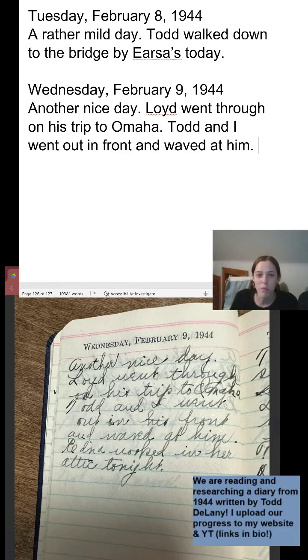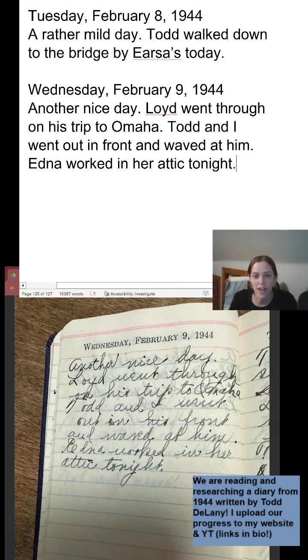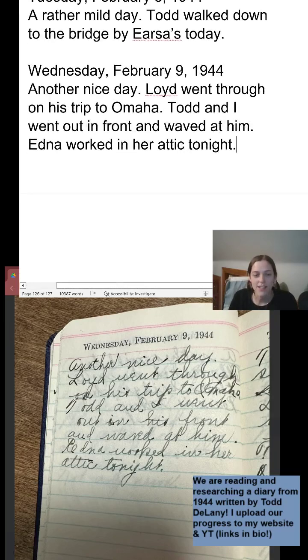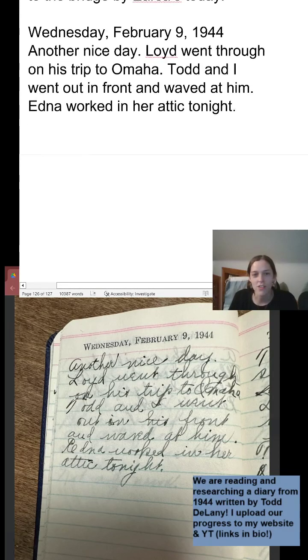That's really sweet. I think the other entry was because it was the first time, like a surprise, but this is now a routine for him. Okay, so they walked over to the railroad and waved at him, and Edna worked in her attic again. She's been working in her attic for a while. She added insulation one day, then she added a door. So she's been doing a little bit here and there.